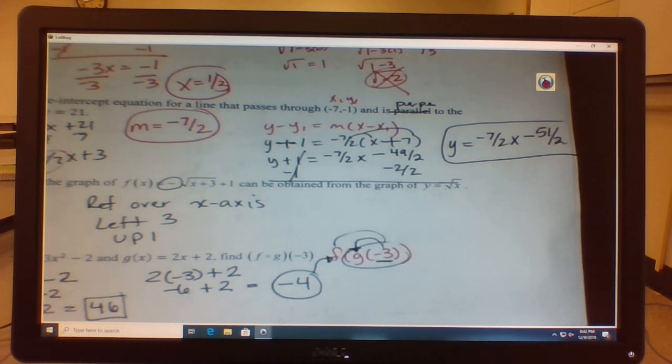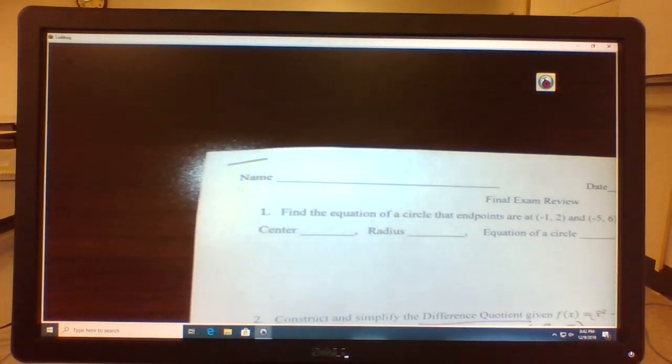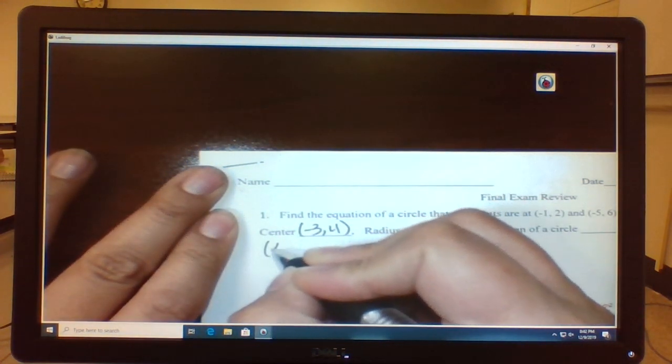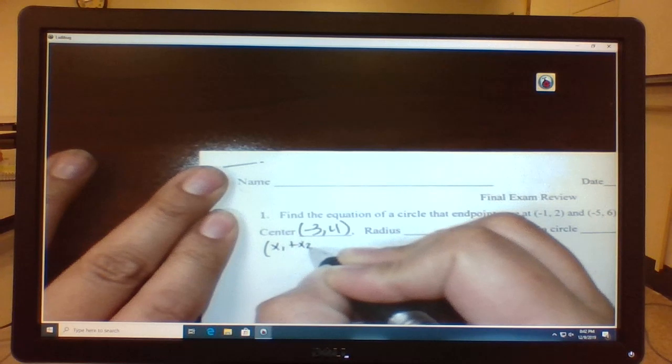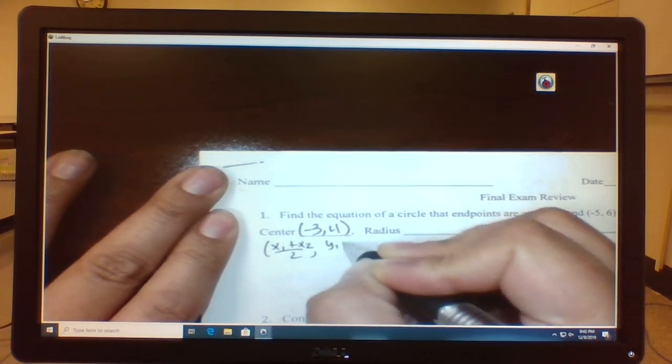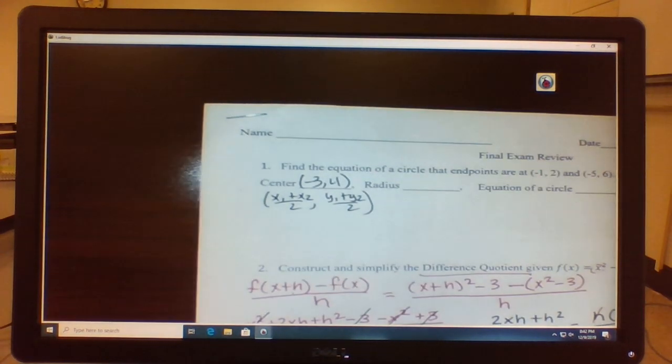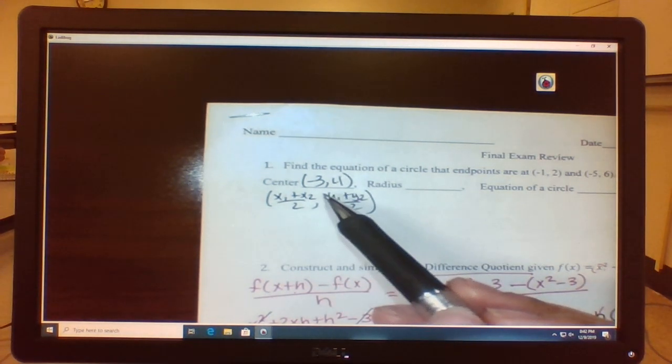All right, the last one, number 1. What is the center, if anybody did it? -3/4. If you did not get -3/4 because you haven't done it, I need you to try it on your own. And this is the formula you should have used to find the center. The midpoint formula.